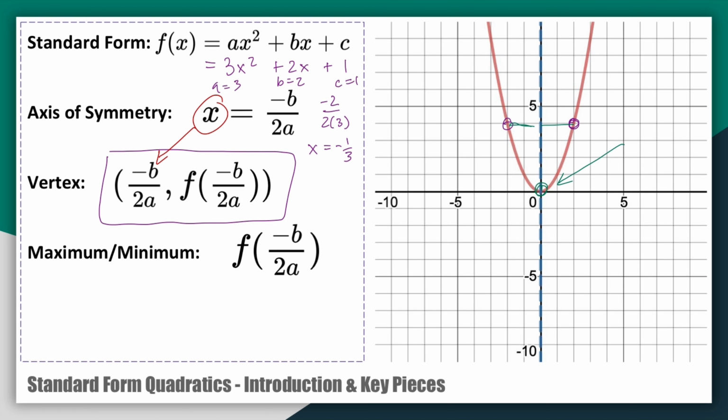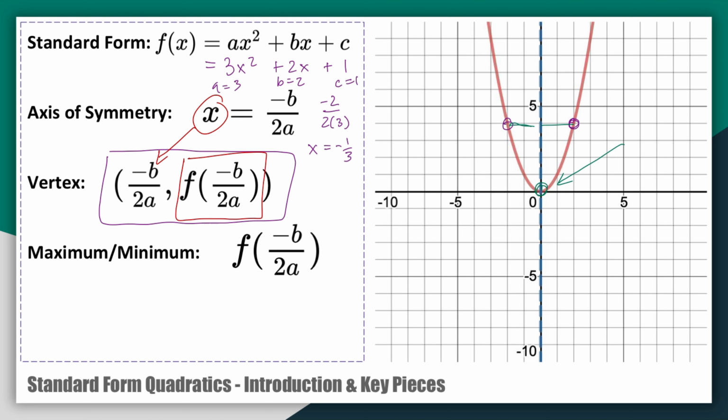Now again, if you have an x value and you need to find the y value, you would plug it into the formula. You plug it into the standard form. So that's all we're saying here with this f of negative b over 2a: whatever that x value was from that axis of symmetry, plug it into your formula and get the y value.